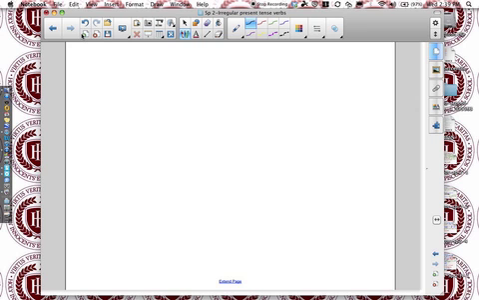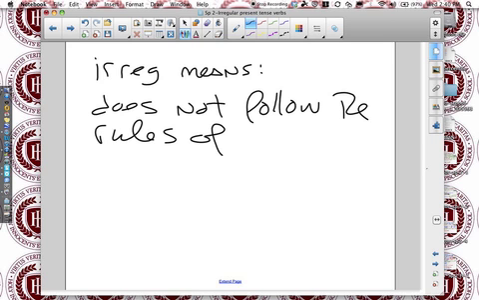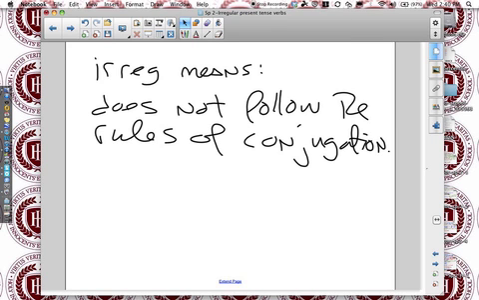All right, well then let's do this. I agree. An irregular verb means does not follow the rules of conjugation. That's what irregular means. A verb is irregular if it does not follow the rules of conjugation. Can I get an amen? I guess not. Okay. Now, the only question, of course, left then is, well, what are the rules of conjugation?